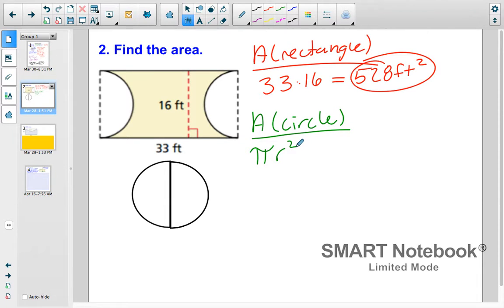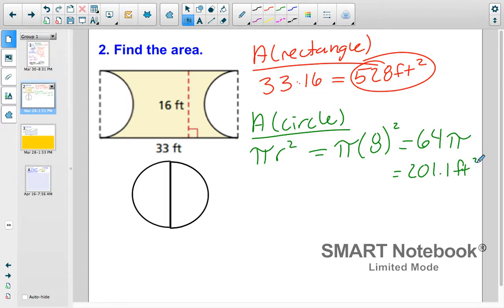We can find the radius just like from the last one because we know the diameter. Diameter is 16. 16 divided by 2 is 8. 8 is our radius. So pi times 8 squared, which is 64 pi. Again, I want to make this a number. So take 64, multiply it by pi, and you'll get 201.1 feet squared.